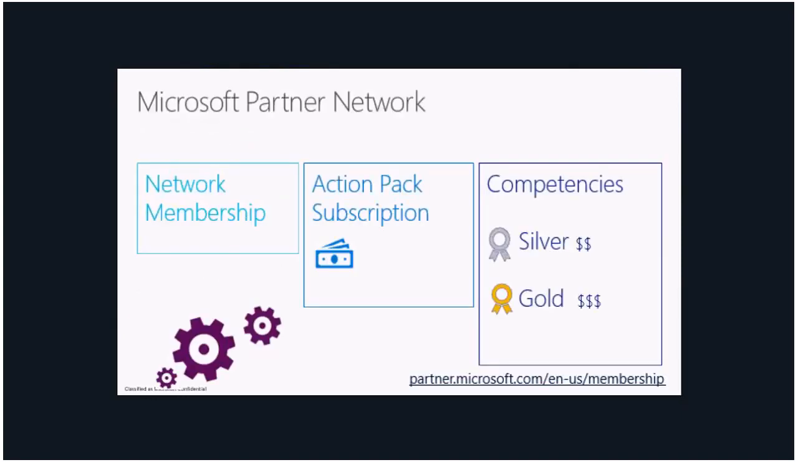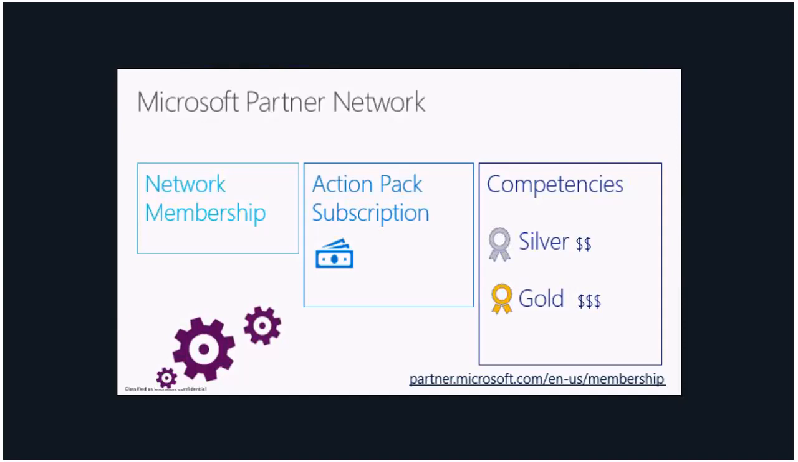The Microsoft Partner Network has 3 membership options available to you. Network membership, which is free. It has some training options available to you. Then there's the Action Pack subscription, which is paid. So for $500 a year, you get access to internal use licenses and also support. And then there's competencies, which is the earned designation, and there's the silver and gold level within competencies.